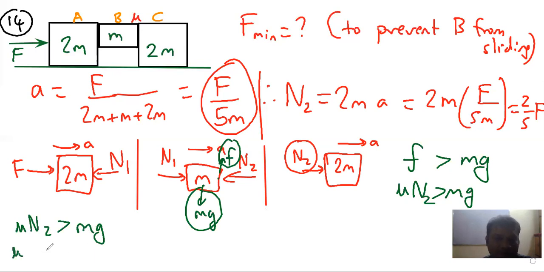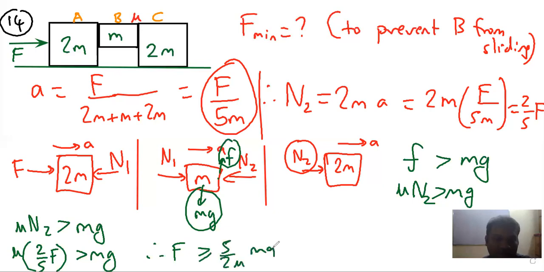So mu into N2 value is 2 by 5 F. This has to be greater than mg for the block to not fall down. So F has to be greater than or equal to 5 by 2 mu into mg. So our answer to this question will be this. Force minimum value is 5 by 2 mu into mg, which corresponds to option B. So the correct answer in this case is option B.